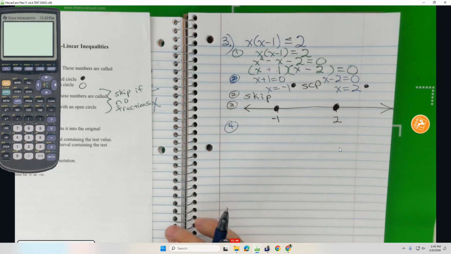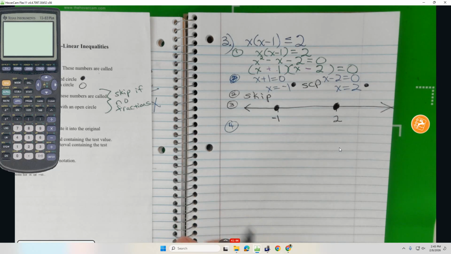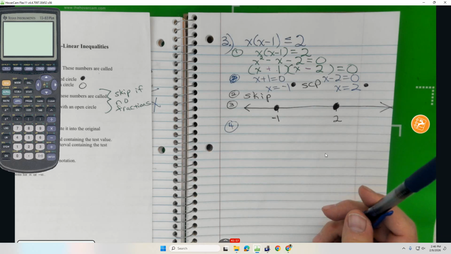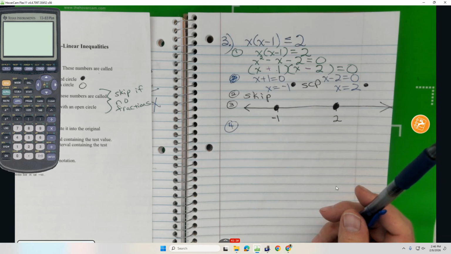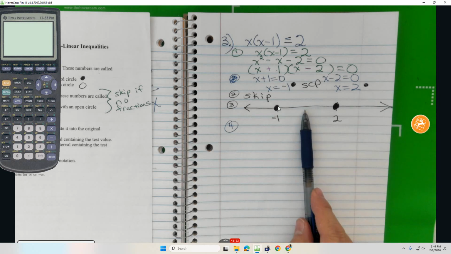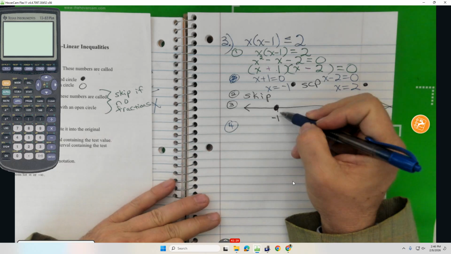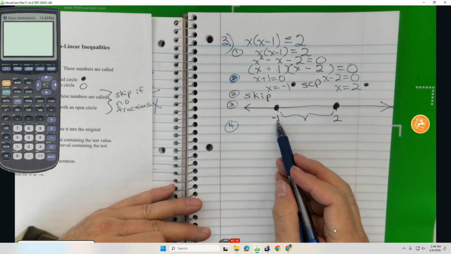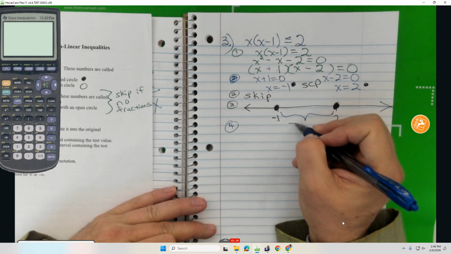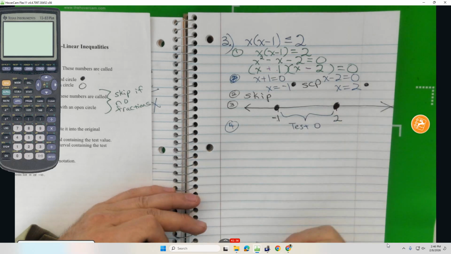Step number 4. How many intervals do we have to test? Just one, because it's going to alternate. Misty Star was actually answering, she knew the next question I was going to ask was, which interval do y'all want to test? And she was saying interval 2 because she knows what's my favorite number to plug in. What's the easiest number? 0. And 0 is between a negative and a positive. So we're going to test 0.